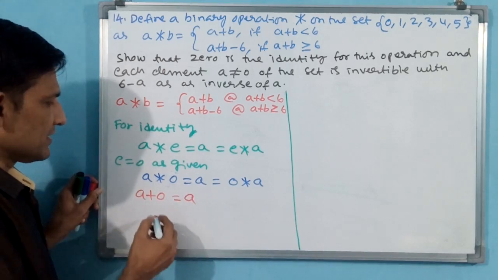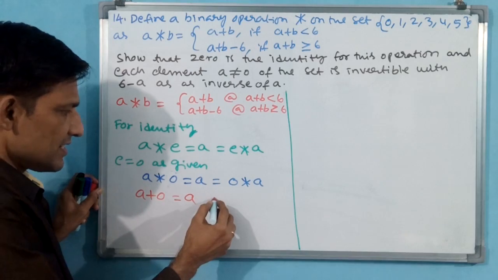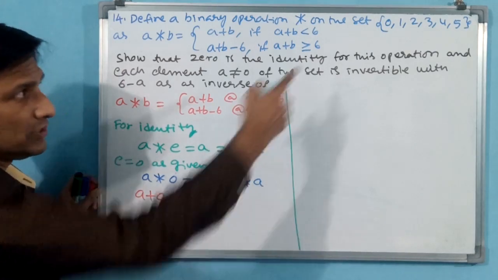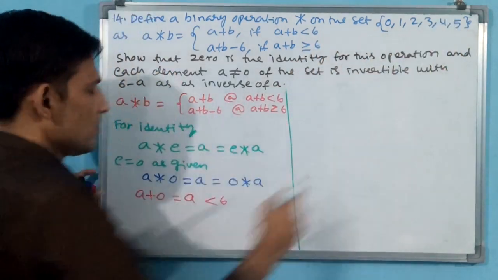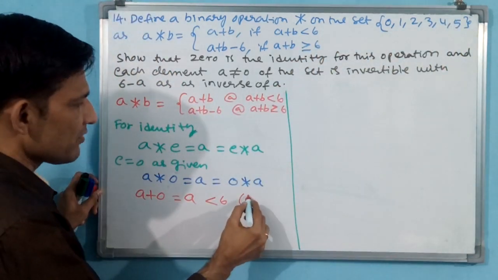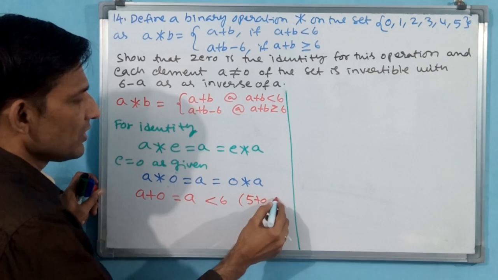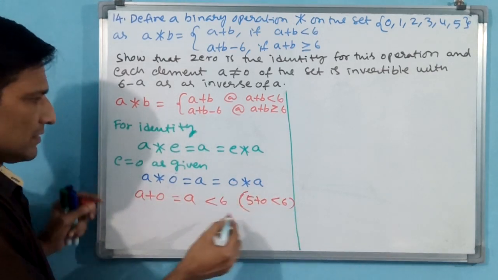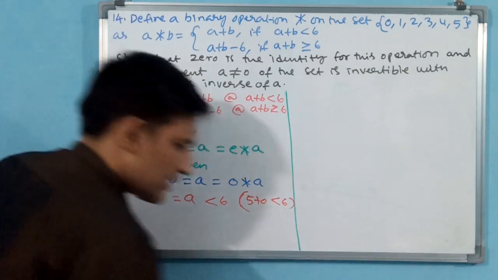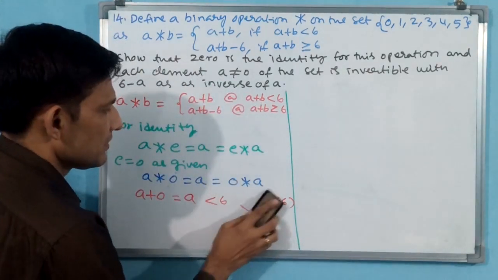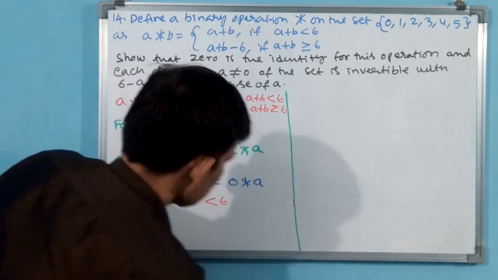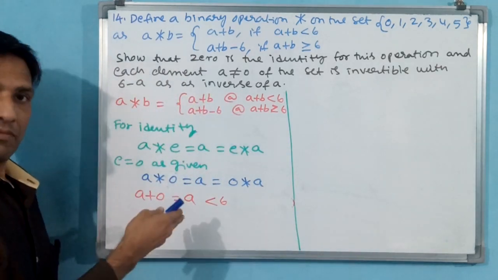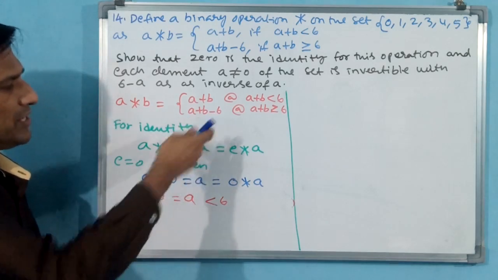That's all. Why? Because this is less than 6 only. A is maximum 5, so 5 plus 0, which you can write in brackets, is less than 6. Or else you need not write it. A plus 0 is equal to A. A has come.